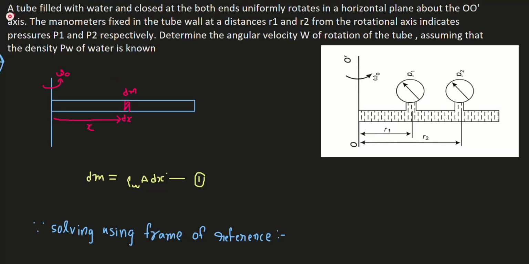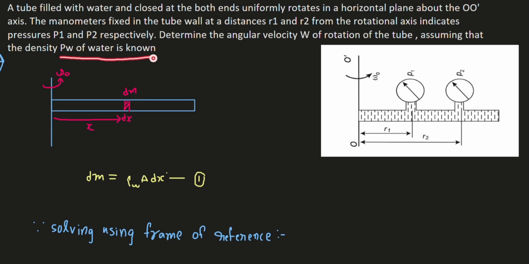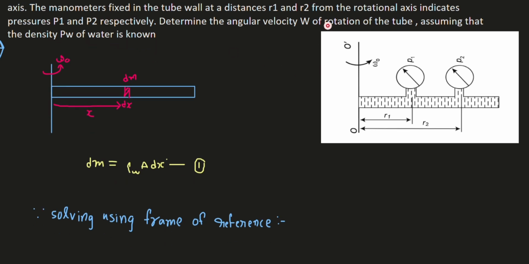So the question says we have a tube filled with water and closed at both ends that uniformly rotates in a horizontal plane about the O-axis. The manometers fixed in the tube wall at distances R1 and R2 from the rotational axis indicate pressures P1 and P2 respectively. Determine the angular velocity omega of the rotation of the tube, assuming that the density rho W of water is known. Before solving, we have to analyze the picture given.